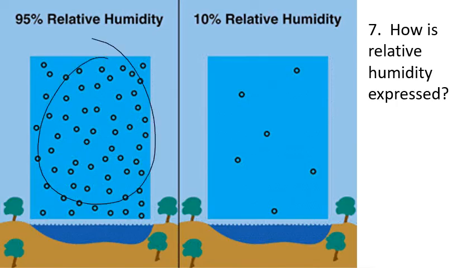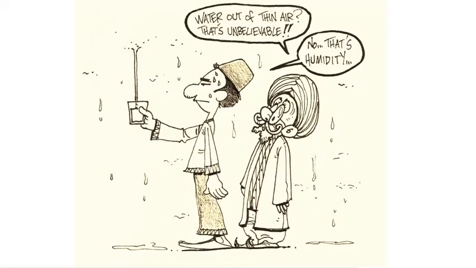You can see it here. On this side we've got air holding a lot of water. It's holding almost all it can. It's 95% relative humidity. This one over here, this air is not holding very much water. It's only 10% full, so we'd say it has a 10% relative humidity.